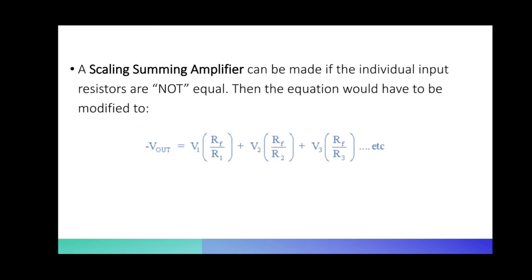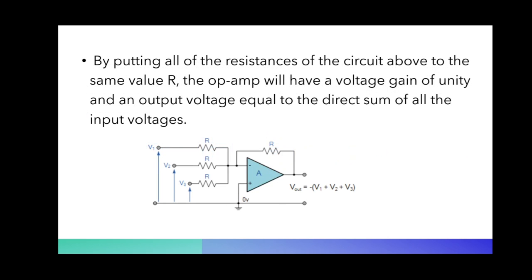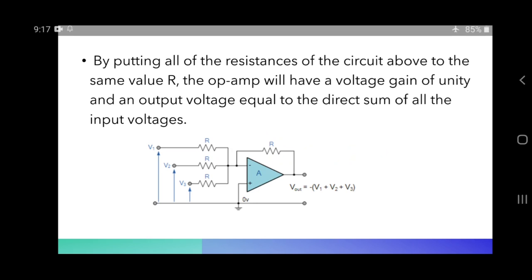A scaling summing amplifier can be made if the individual input resistors are not equal. Then the equation would be modified to minus Vout is equal to V1 into Rf by R1 plus V2 into Rf by R2 plus V3 into Rf by R3 and so on. By putting all the resistances of the circuit to the same value R, the op-amp will have a voltage gain of unity and an output voltage equal to the direct sum of all the input voltages, and therefore the output voltage Vout is equal to minus of V1 plus V2 plus V3.